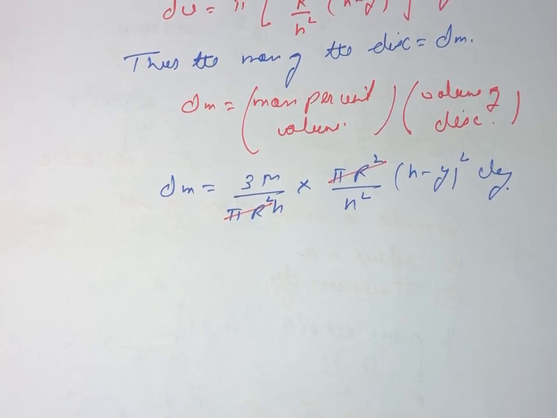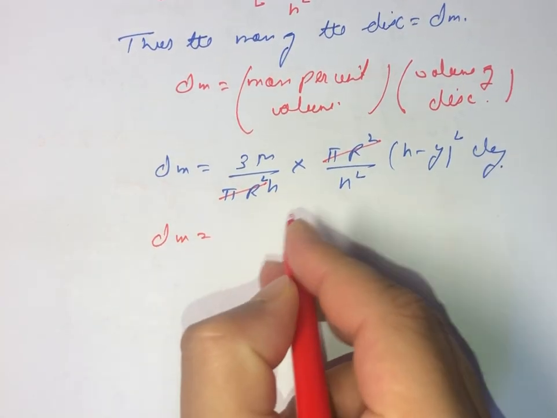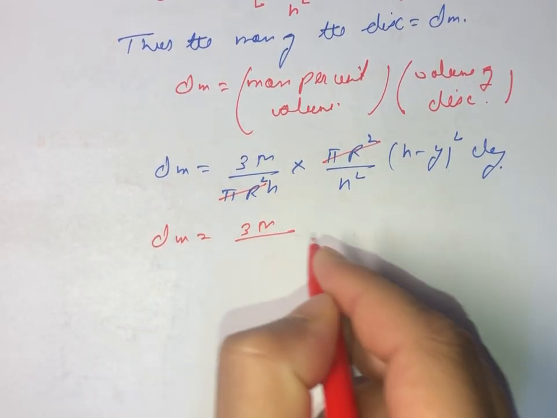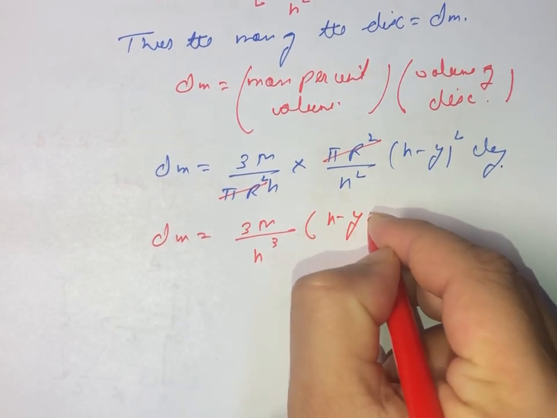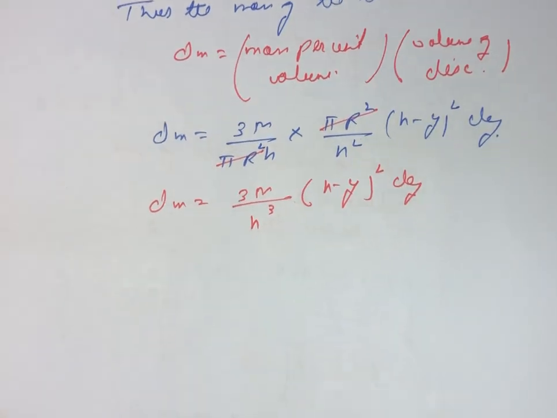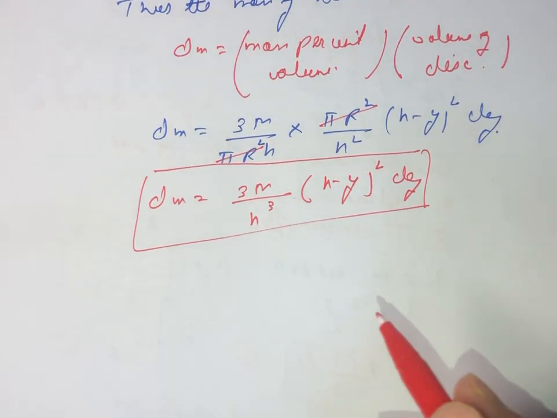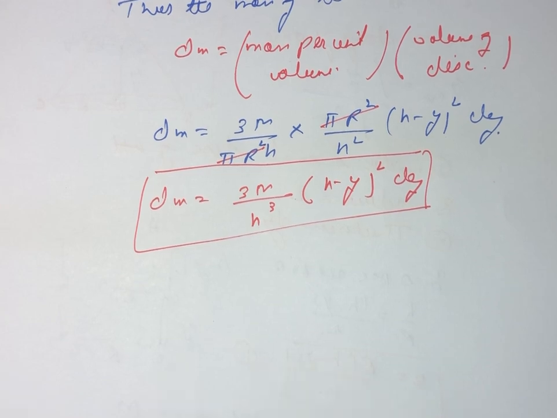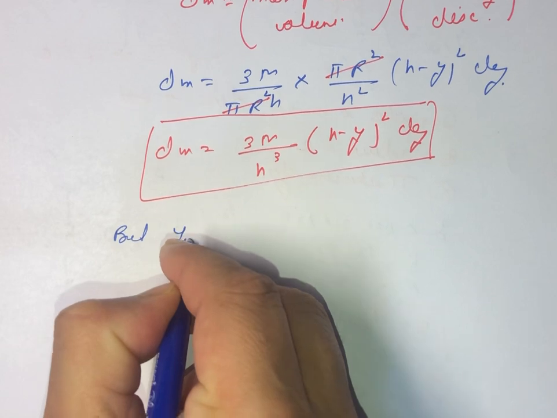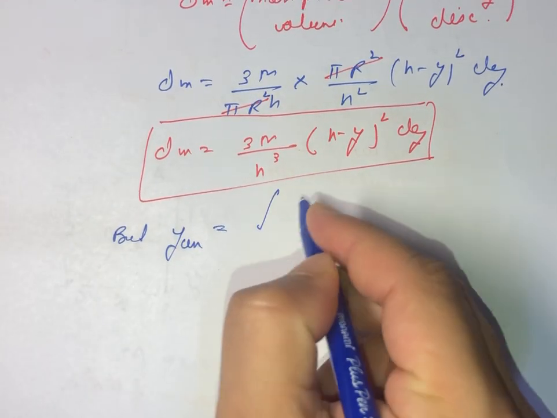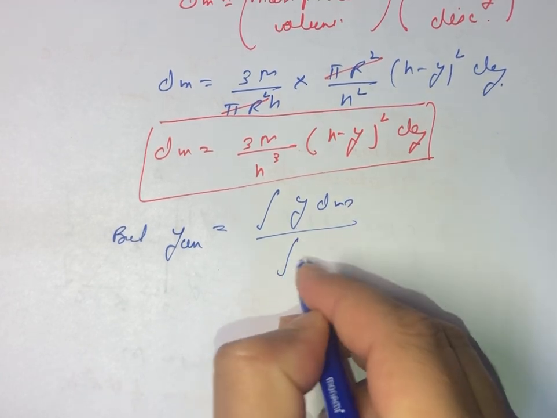Therefore we get dm is equal to 3m divided by h cube multiplied by (h minus y) whole square dy, and this is our dm. We already know that the center of mass along the y-axis, ycm, is equal to the integration of y dm divided by the integration of dm.